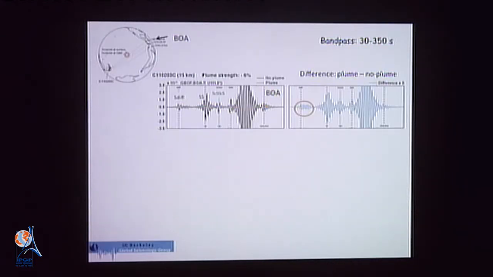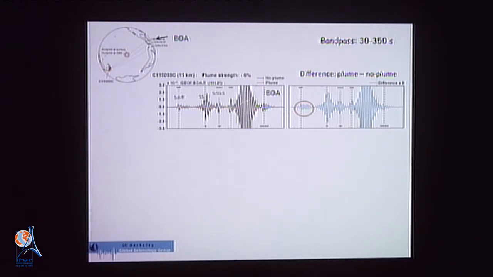And I want to show you an illustration here. This is a synthetic experiment where we have put a hypothetical plume here in the middle of the Pacific. It is about 400 kilometers thick, I think, and it goes all the way from the surface to the core-mantle boundary. And we've computed synthetics using the numerical codes that we now have at our disposal, that I will talk about a little bit later.